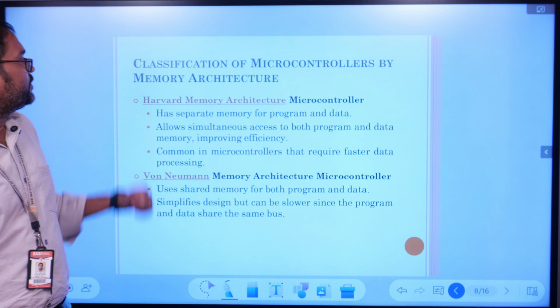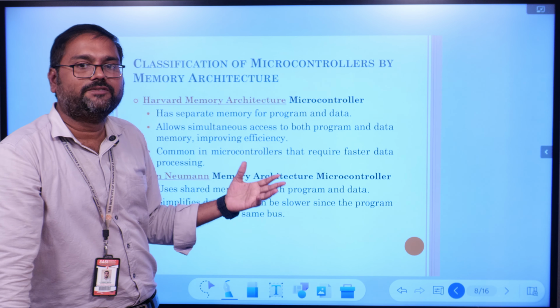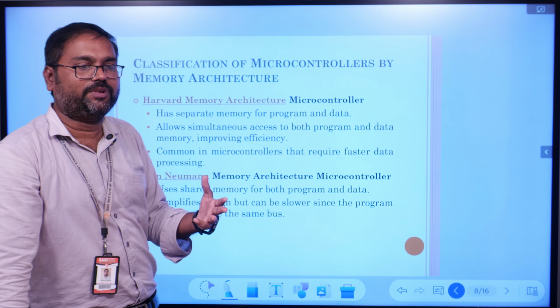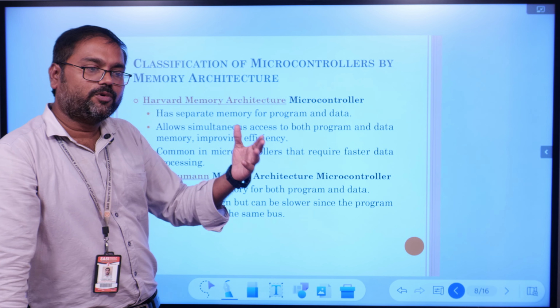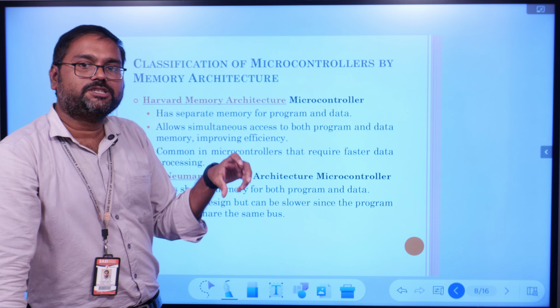And the next classification is based on the memory architecture. So how the memory is organized. Here we have two types of memory. The first one is the data memory and the second one is the program memory. Program memory means the program or code is stored in that particular memory. Data memory means all the data variables are stored in the data memory.